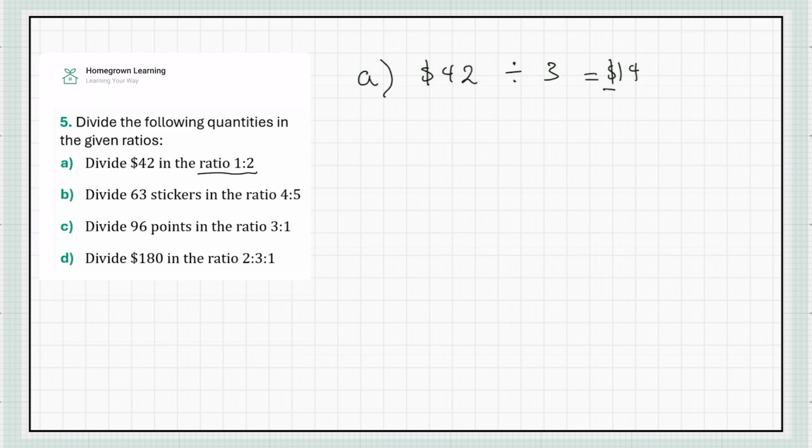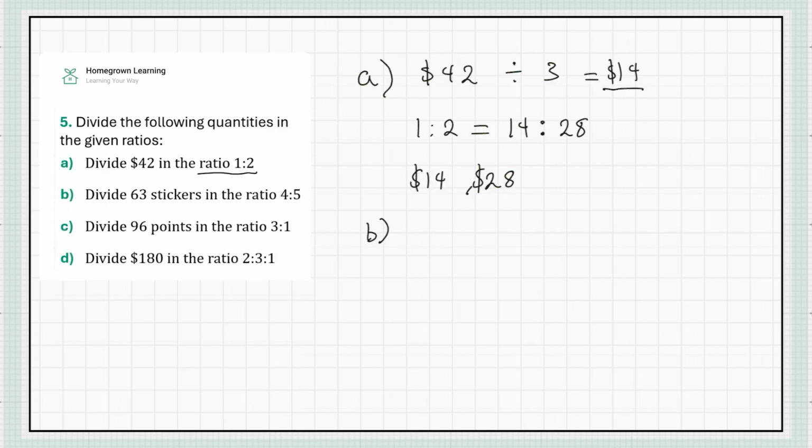All we have to do now is take this value and multiply it into the initial ratio. So 1 to 2 is equal to 14 times 1, which is 14, and then 14 times 2, which is 28. So if we divided the money into this ratio, one person will get $14 and the other person will get $28.